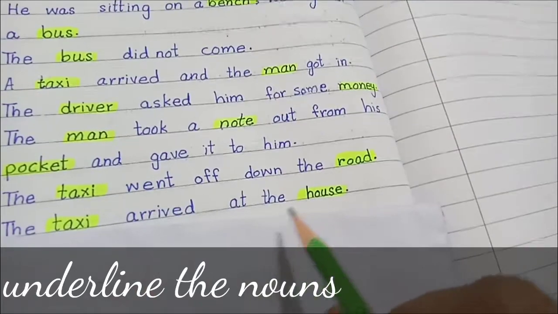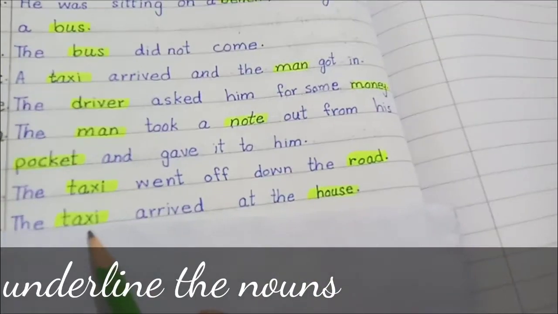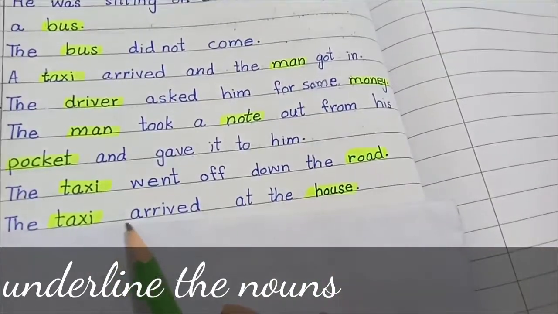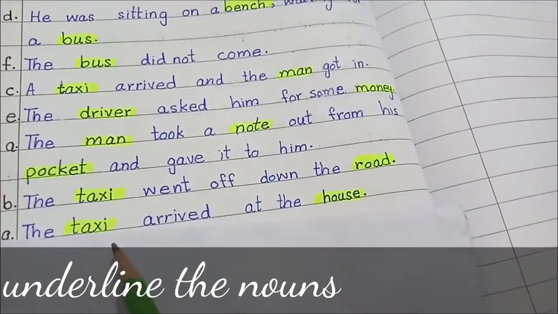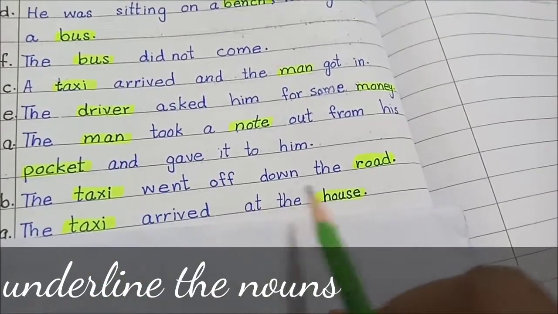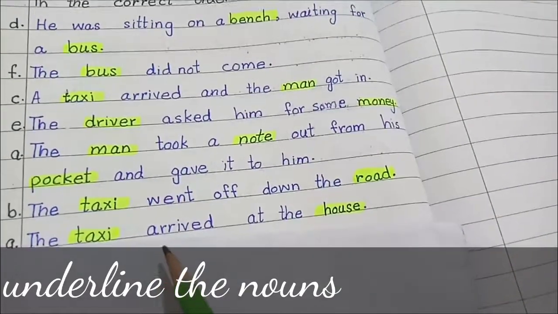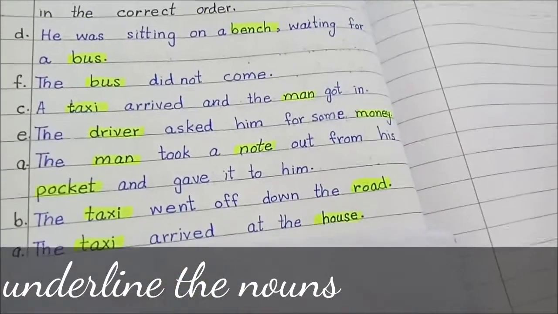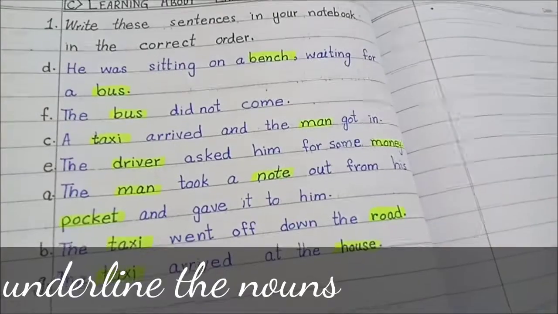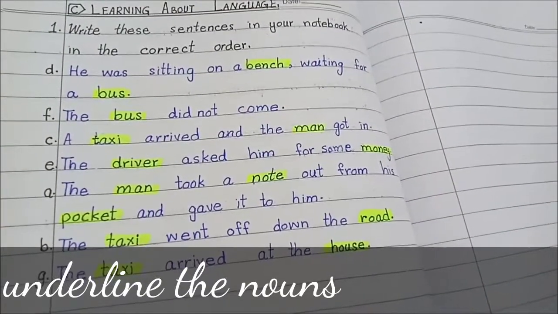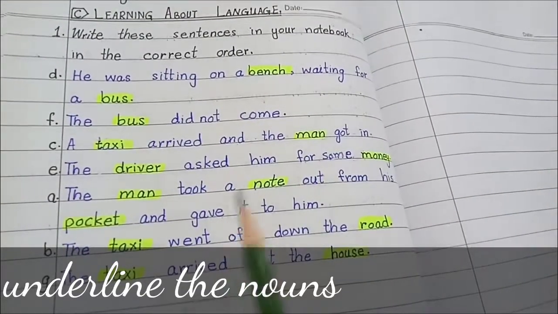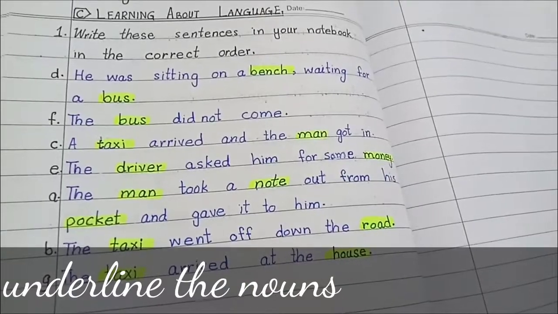The taxi arrived at the house. Taxi and house both are the names of things. So these both words are nouns. So this exercise is complete. Learning about language is now completed, and I think it's quite clear to you.